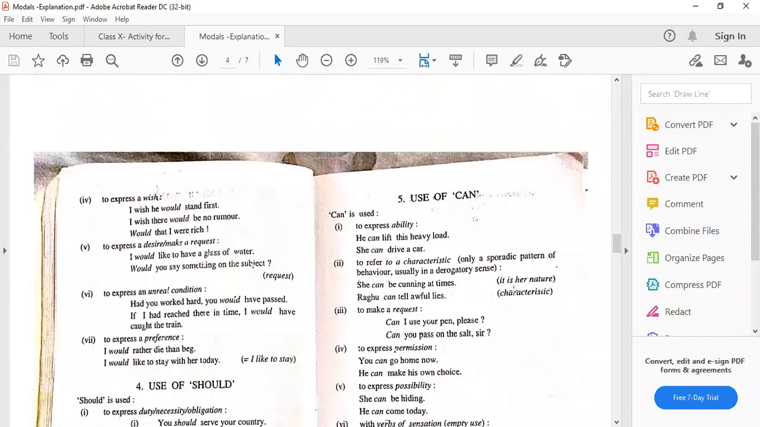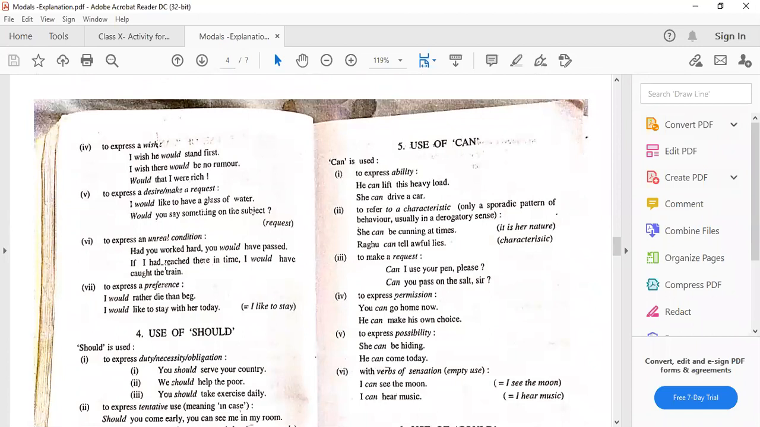To express a wish, we pray to God for any wish. Then we use would. I wish she would stand first. I wish there would be no rumor. Would that I were rich. Kash mein ameer hota. Where we feel that action is impossible. To express a desire or make a request. We want to make a request to someone. We use would. I would like to have a glass of water. Would you say something on the subject?